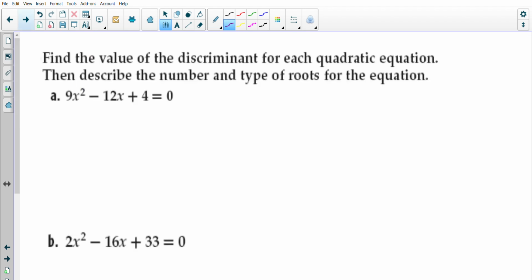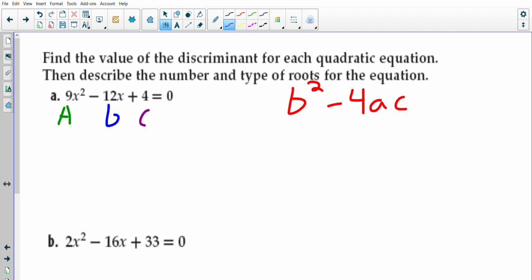So find the value of the discriminant for each quadratic equation, then describe the number and type of roots for the equation. So we have 9x squared minus 12x plus 4 is equal to 0. Given that our quadratic equation is already equal to 0, we can apply the quadratic formula, but we're just going to focus on the discriminant. So I'm just going to rewrite this, b squared minus 4ac. Here, I'm going to label this, we have our a, we have b, and then we have c.